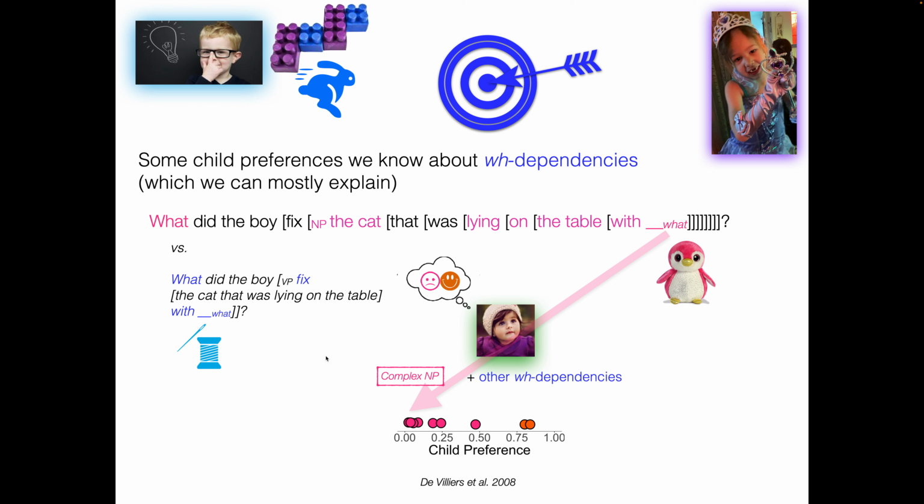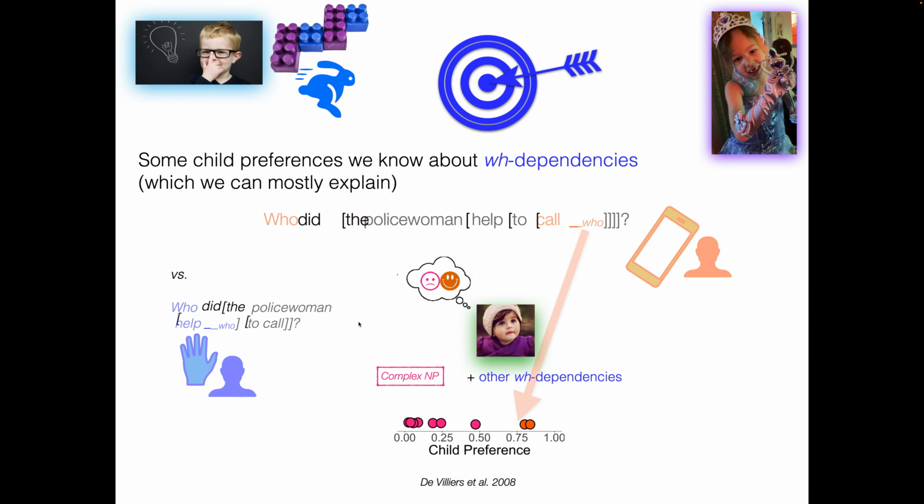Here's another kind of interesting question. We know some child preferences about wh-dependencies, which we can mostly explain. So if we compare these two dependencies, what did the boy fix the cat that was lying on the table? We're asking about what the cat was lying on the table with. We strongly disprefer that dependency compared to what did the boy fix the cat with. We also know that there are longer ones that children prefer. Who did the policewoman help to call? Children prefer the calling, who are we calling, versus who did the policewoman help, who are we helping.